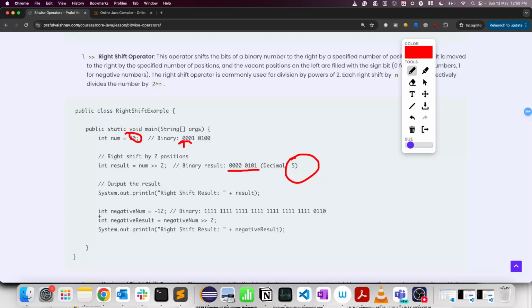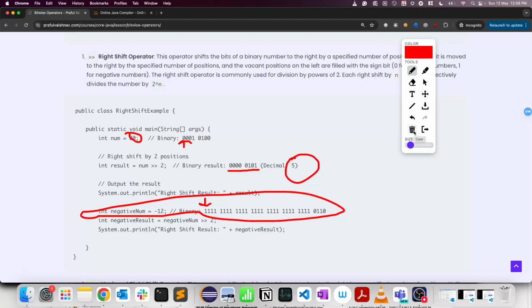And let's suppose the number is negative, so its binary representation would be like this. Here, what is the sign bit? It is 1.